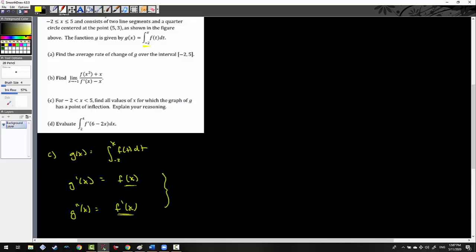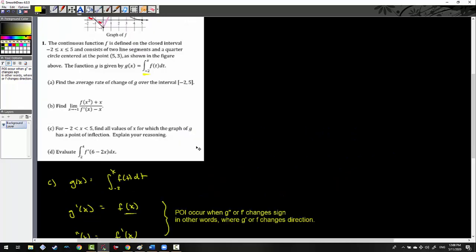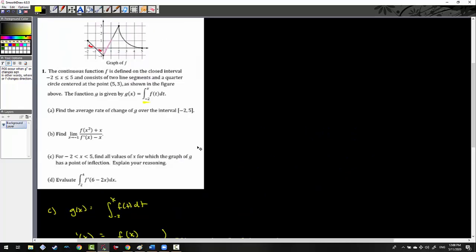In fact, I like that. I'm going to write that in our notes. So since I made the establishment, I'm going to say points of inflection occur when g double prime or f prime changes sign. Or, in other words, where g prime or f changes direction. So where does f change direction? That happens at 0 and at 2.